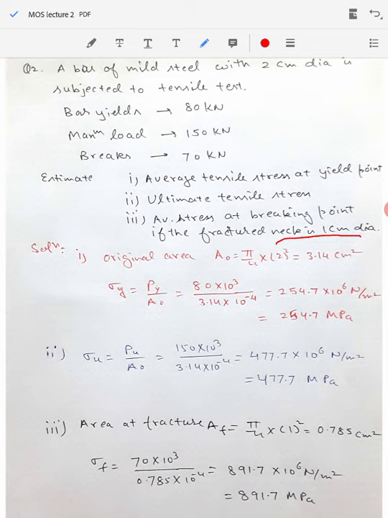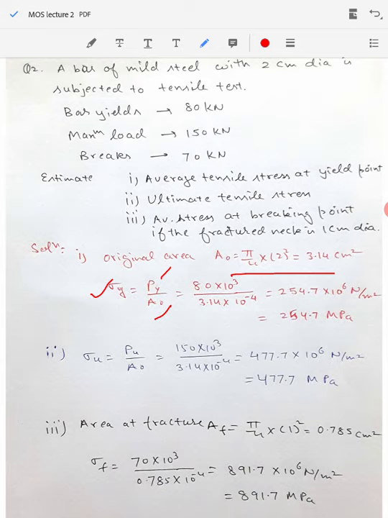Now let's start with the calculation. So first thing is that you calculate the area of the component. So that is simply a circular component, pi by 4 d square. You calculated the area in centimeter square. Of course we are going to use it and convert it into meter once we are calculating the stresses. So let's calculate the stresses corresponding to yield point. So that is called sigma y, or yield point stress. So we put the value of load corresponding to yield point, that is 80 kilonewton. So we converted it into Newton, 80 into 10 to the power 3.